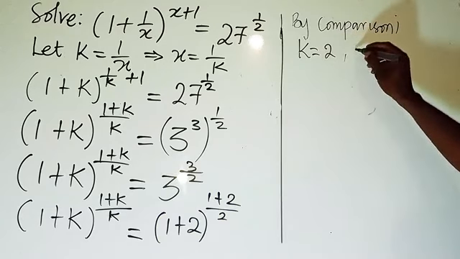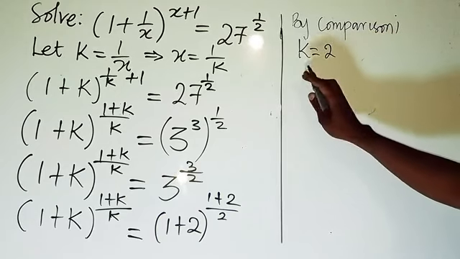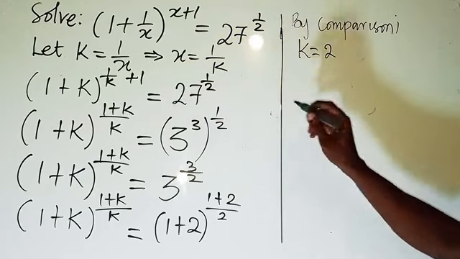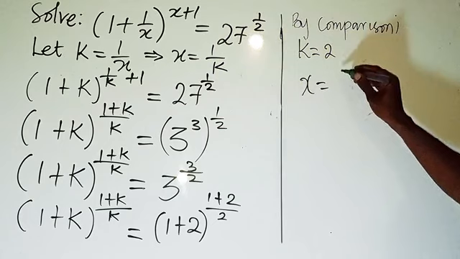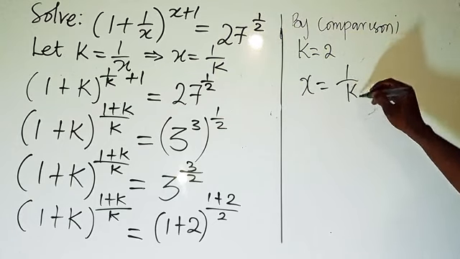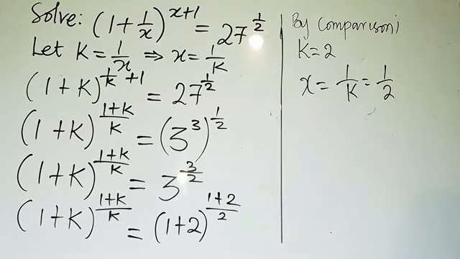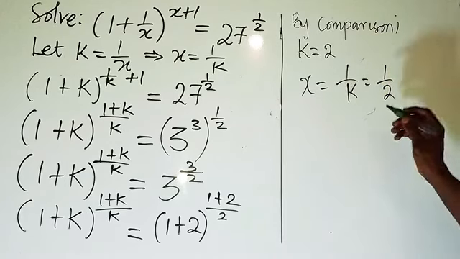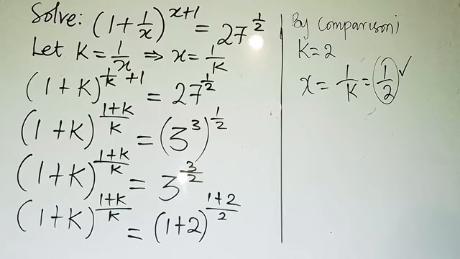And if k equals 2, we have our x equals 1 over k, which is 1 over 2. So therefore, the x we are looking for is 1 over 2. This is the answer.